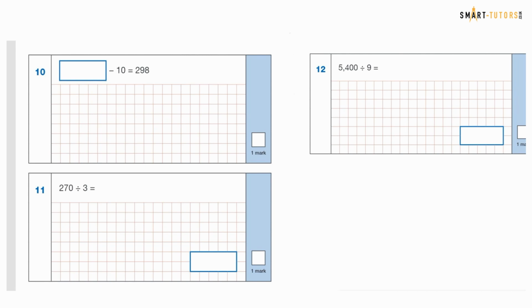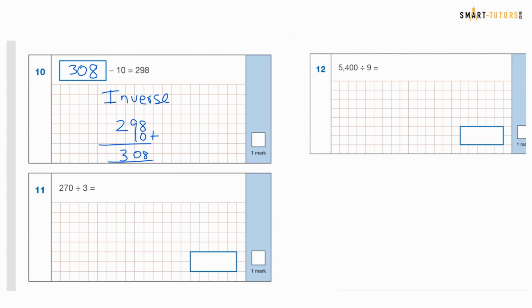Question number 10. Something take away 10 equals 298. So if you're finding a missing number, what you would have to do is find the inverse, which means doing the opposite. So you'll have to do 298 plus 10. So 8 plus 0 is 8, 9 plus 1 is 10, carry over the 1, which is 3, so 308. So perfect. This is how to do it.